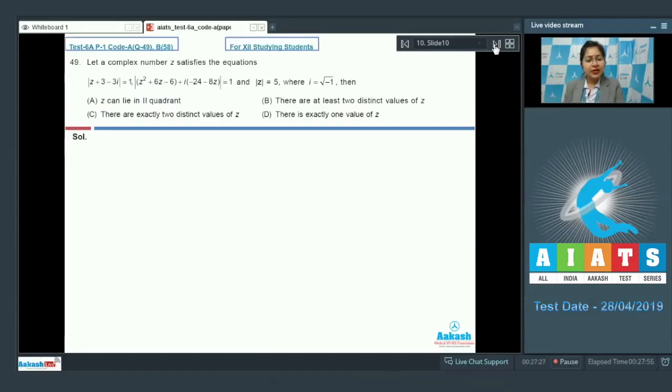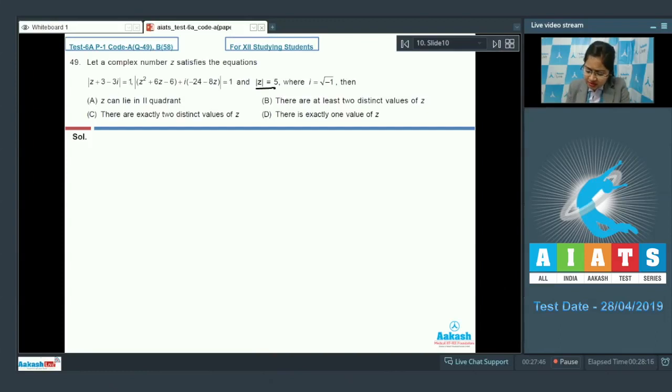Next is question number 49, which says that let a complex number z satisfy the equations mod z plus 3 minus 3 iota equal to 1. Similarly, two more equations are given, where iota is obviously under root of minus 1. Then we have to find the solution of z.